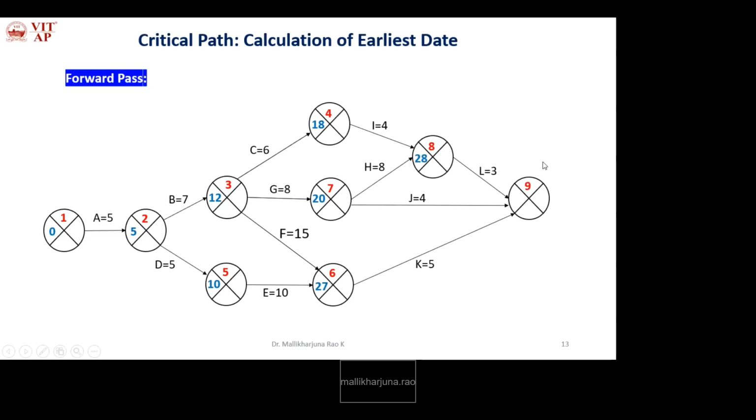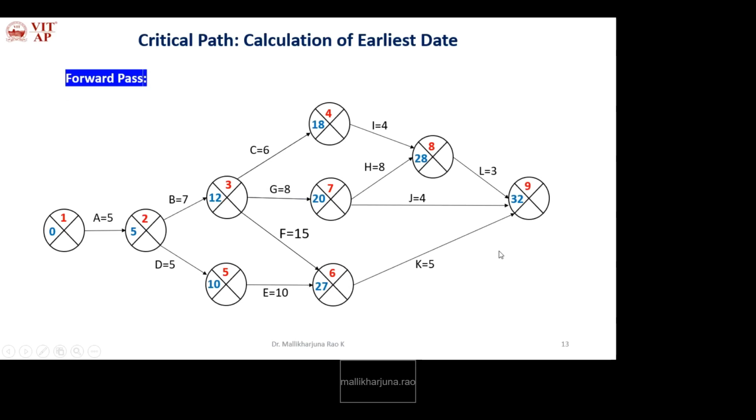Next, the ninth node. It has three previous events, 8, 7, 6. So we need to calculate this. The maximum 28 plus 3, how much? 31. 20 plus 4, 24. 27 plus 5, 32. So the maximum is 27 plus 5, that is 32. So the earliest date of the ninth node is 32. Like this way we have to calculate the earliest date for all the events.